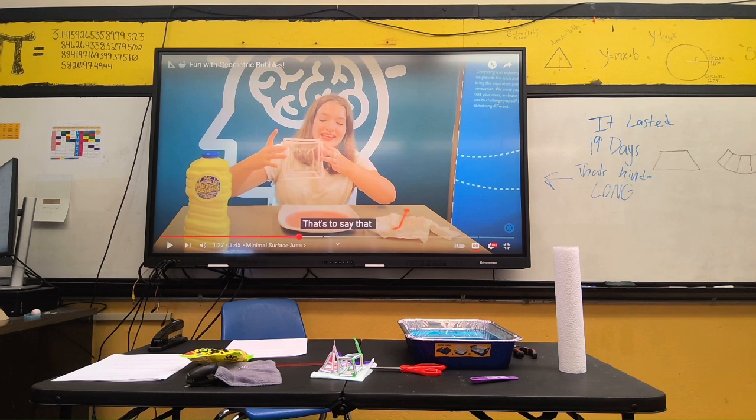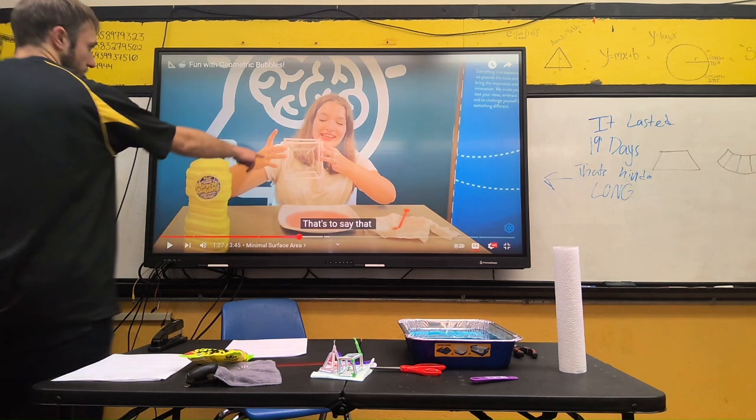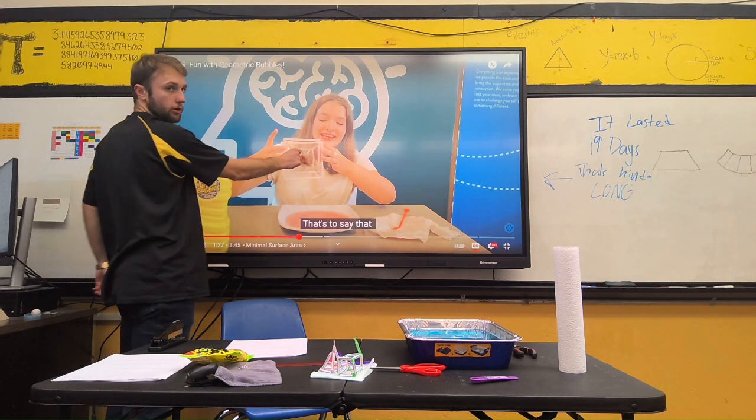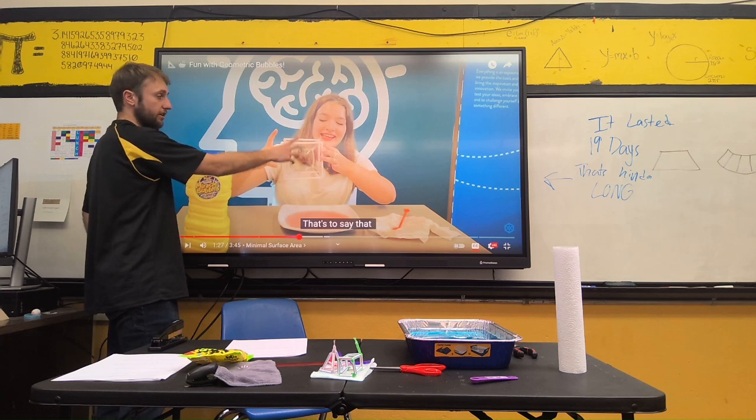Okay. So if you want to take a look up at the screen, that'll help you with 11 and 12. And so basically, if she didn't have that bubble in the middle right there, they'd all just kind of come to a point. If it's a true cube.